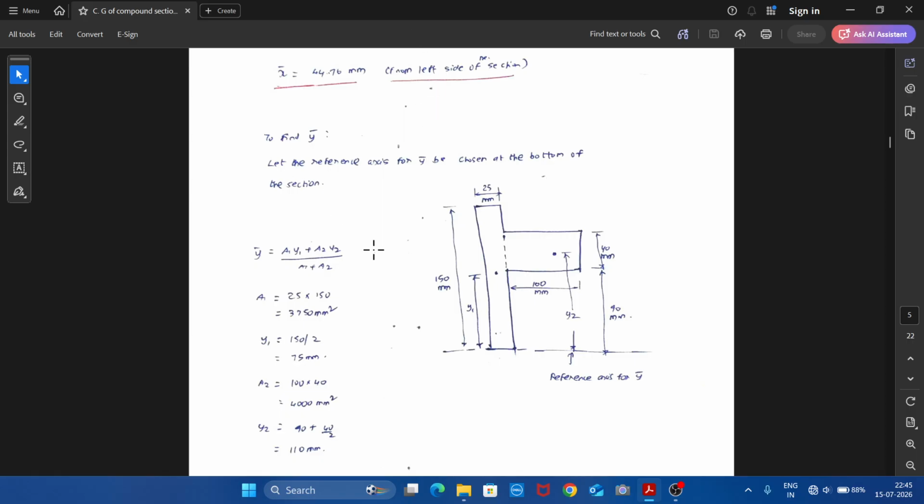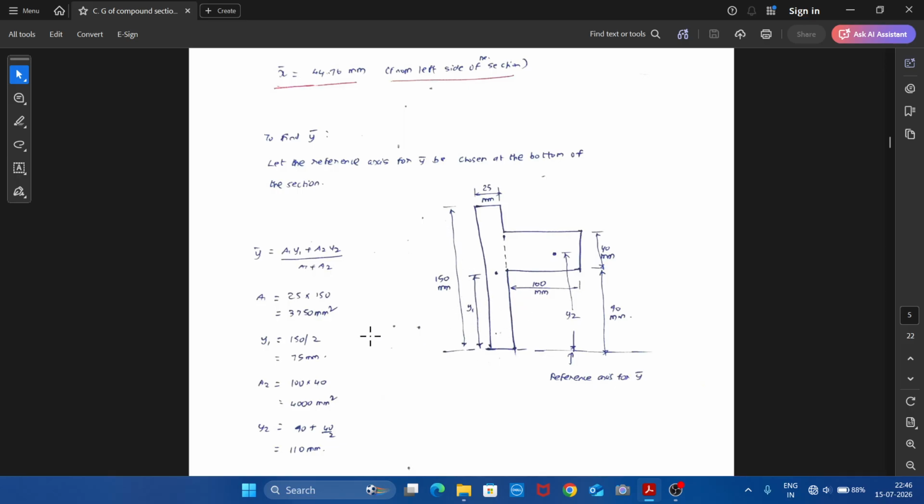Now to find y bar. The reference axis for y bar shall be chosen either at the top or at the bottom of the section. Here we have chosen the reference axis for y bar at the bottom of the section. So y bar equals a1 y1 plus a2 y2 divided by a1 plus a2. a1 will be 25 into 150. y1 is the vertical distance. As we say x1, x2 are horizontal distances, y1, y2 are vertical distances from the reference axis for y bar to the CG of the elements. So from here to here, this is y1, and y1 will be 150 divided by 2.